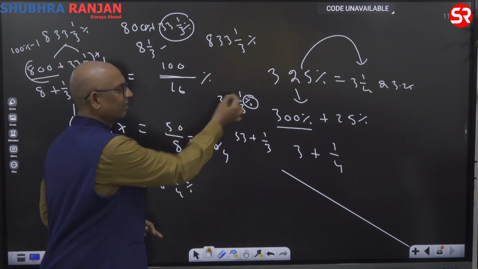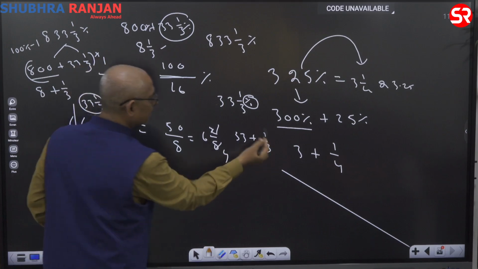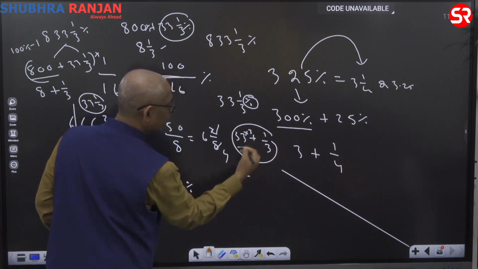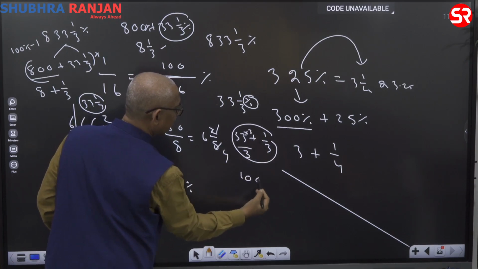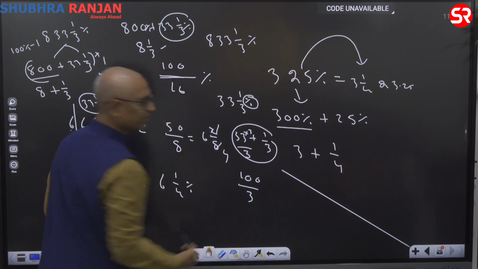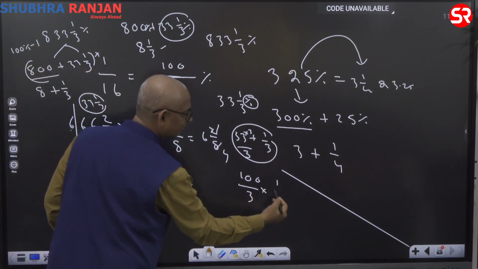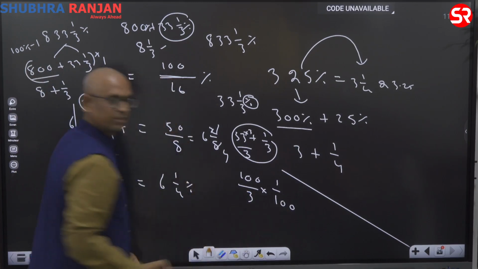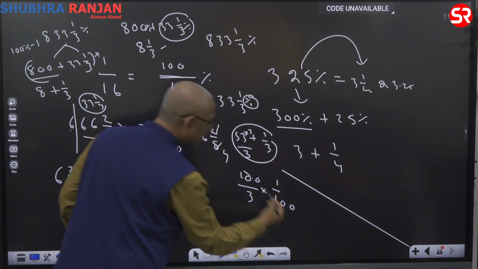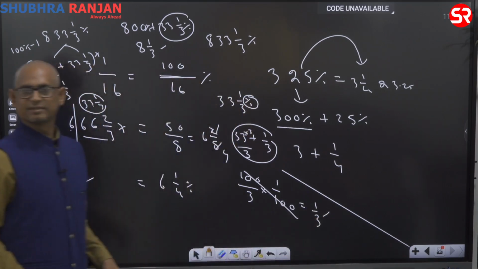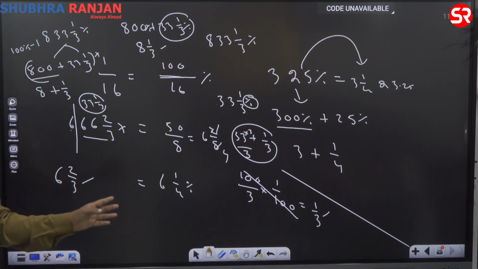99 plus 1. So 33 plus 1/3 is nothing but, here it is divided by 3, so multiply by 3. Overall it will be 100/3. Now percentage means 1/100. Now 100 gets cancelled. 33 1/3% becomes what? 1/3. Got it?